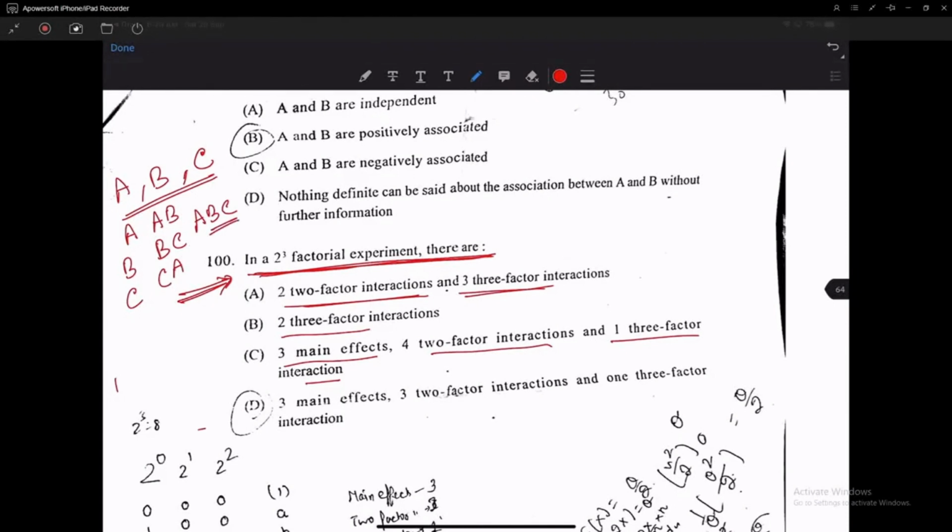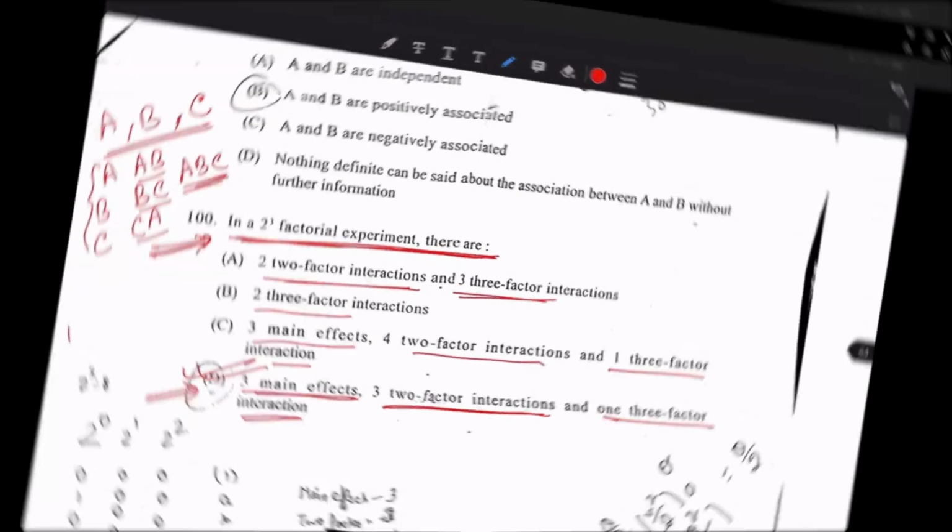So that's why the fourth option will be correct: 3 main effects which are basically A, B and C, 3 two-factor interactions which are AB, BC and CA, and 1 three-factor interaction which is ABC. So that's why the fourth option is the correct option. Now let's go to the next problem.